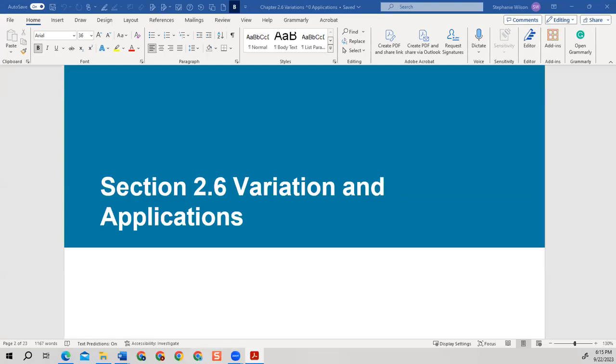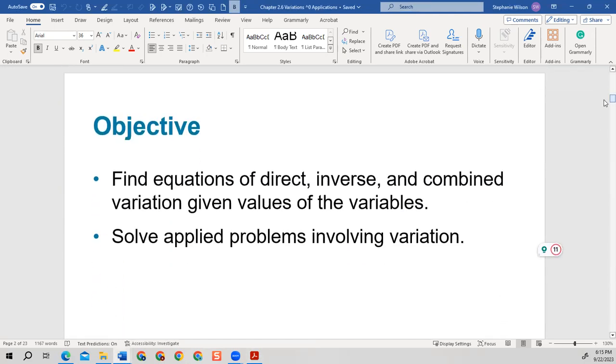This section, we're going to talk about variation and applications. So the objectives are, we're going to find the equations of direct, inverse, and combined variation given values of the variables. We're going to solve applied problems involving variation.